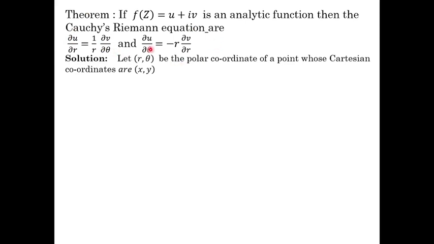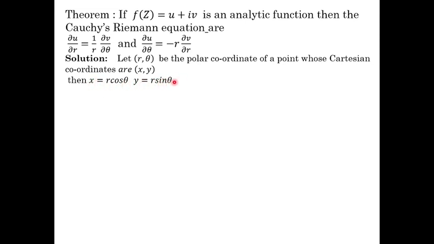Let r and theta be the polar coordinates of the point whose Cartesian coordinates are x and y. What are the Cartesian coordinates? The Cartesian coordinates are x and y, and its polar coordinates are r and theta. Then we can consider x is equal to r cos theta and y is equal to r sin theta. In the previous classes, in the Argand diagram, we learned the relation between Cartesian form and polar form.